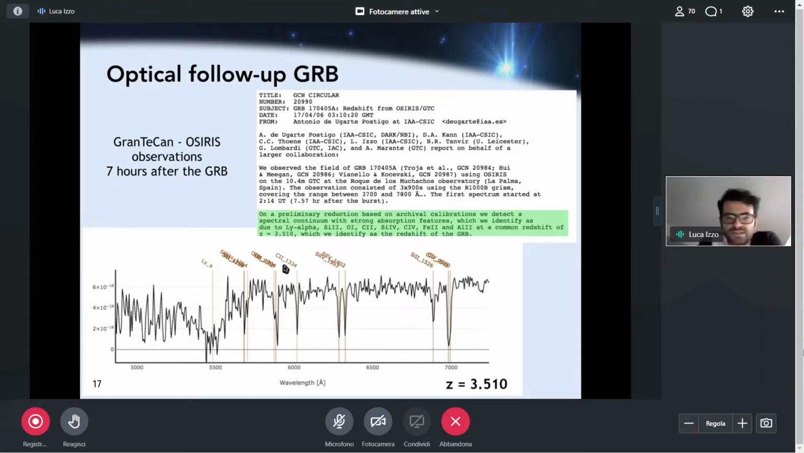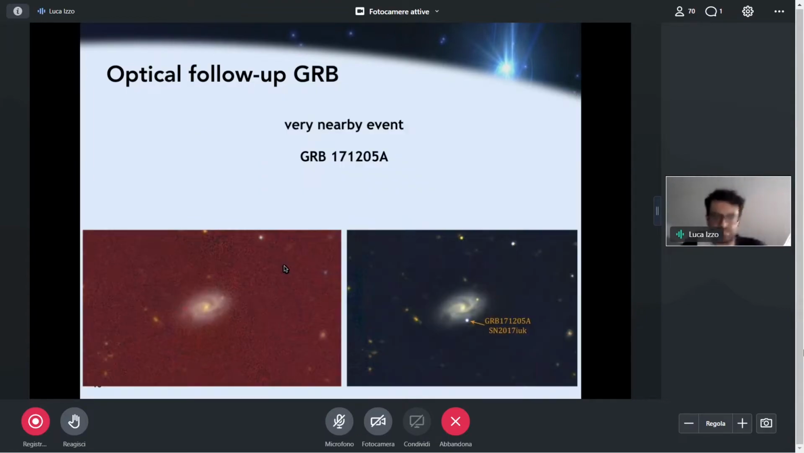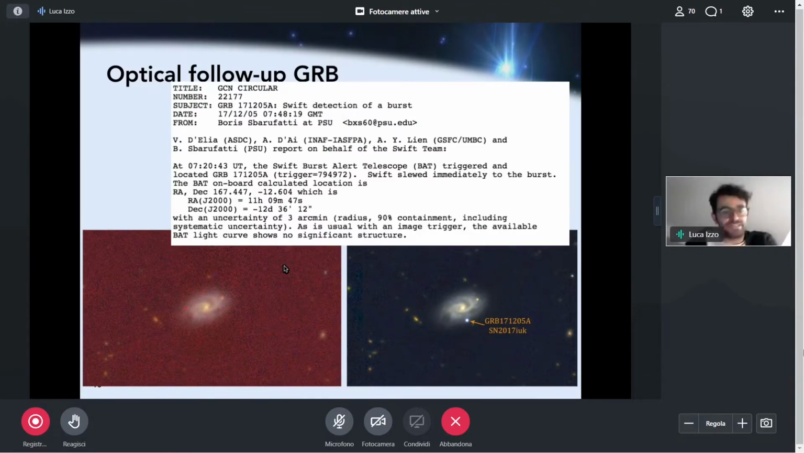So yes, this is the text showing the identification. But for more nearby events, this is my main topic. For very nearby events that are not so many in the case of GRBs, the interest is much higher because we can not only determine the redshift or study the immediate environment, but also try to detect a rising supernova.